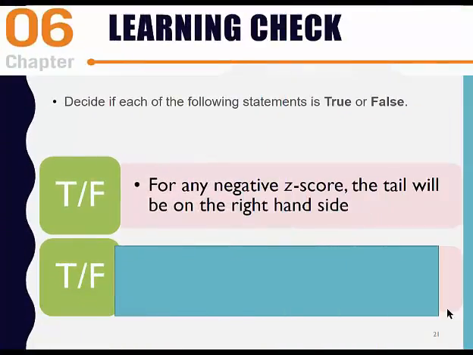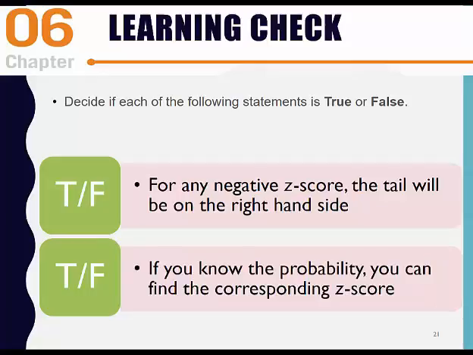Let's do another learning check to see if you understood the concept. Decide if each of the following statements is true or false. For any negative Z-score, the tail will be on the right-hand side. That is false, because for negative Z-scores, the tail will always be on the left side. If you know the probability, you can find the corresponding Z-score. Is that true or false? That is true. You just work backwards, right? You first find the proportion in the appropriate column, and then read the Z-score for that column.